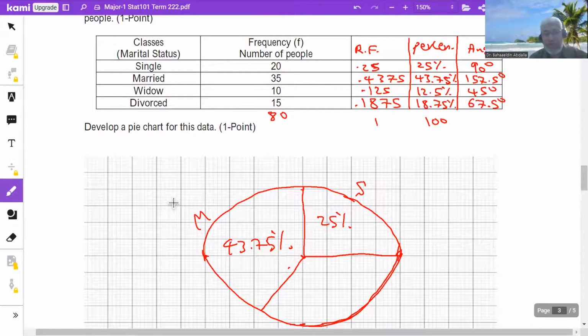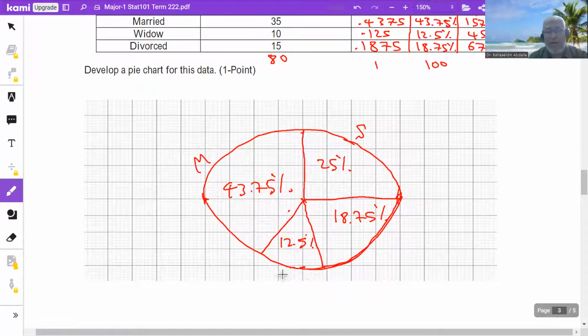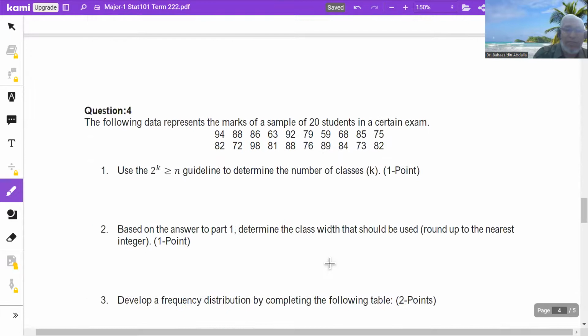Okay, so 56 is more than 50%. So this is 50%. So 56 would be somewhere here. Okay, and this is 12.5, and this would be 18.75. So almost, this is the graph. You can write here W and D divorced. This would be a pie chart.